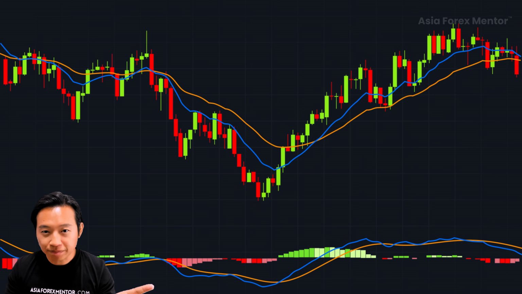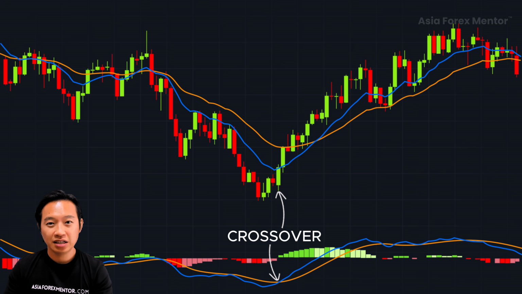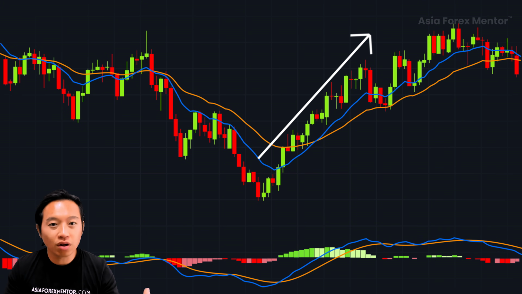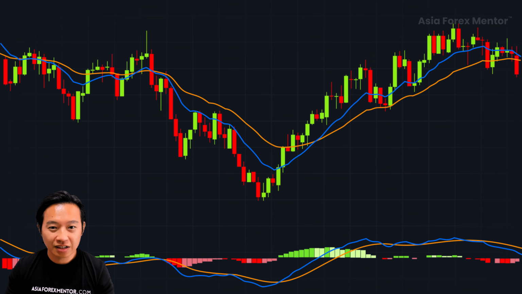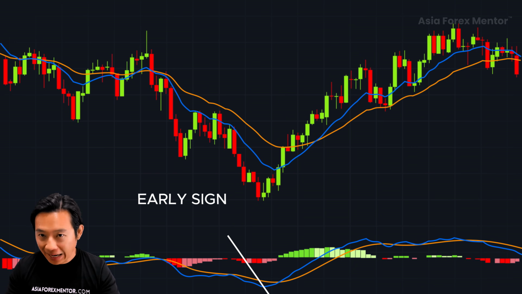Now, on the other hand, the MACD crossover occurred right here, giving you a far better entry price. As a result, your RR is going to be a whole lot more compared to you entering later on the chart itself, isn't it? Right? So MACD crossover can be an early sign of reversal.